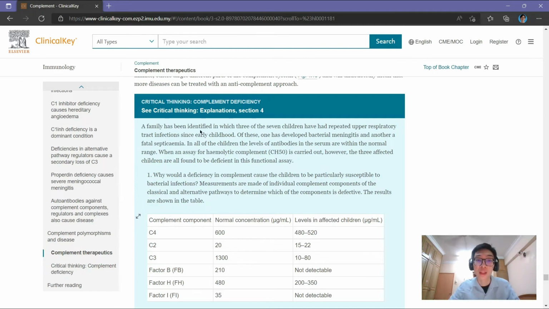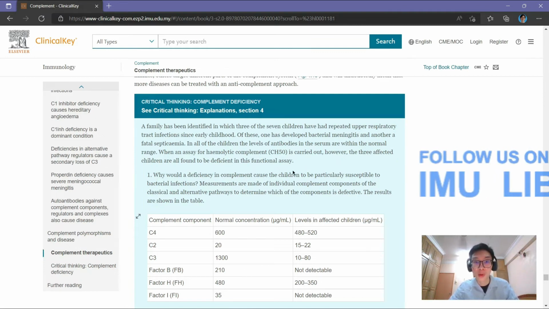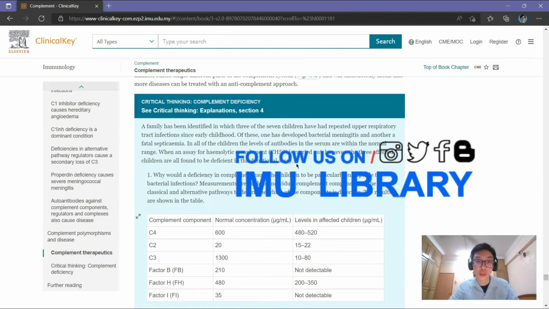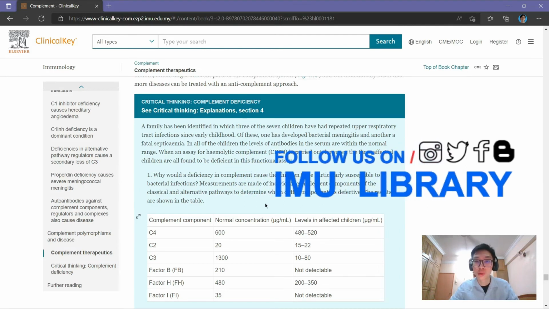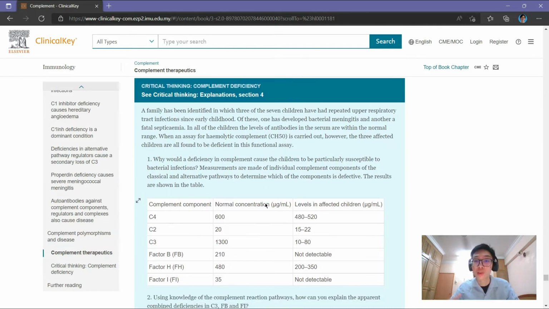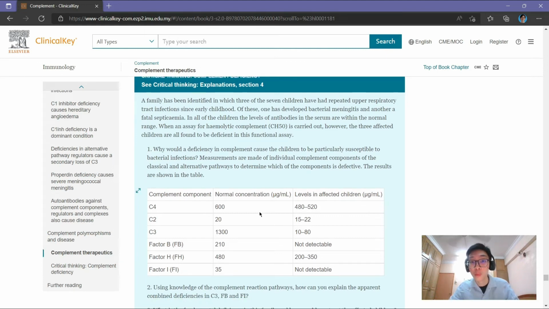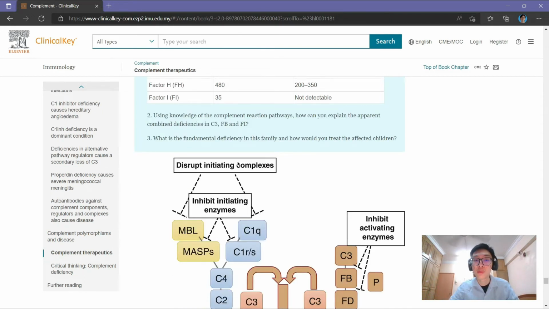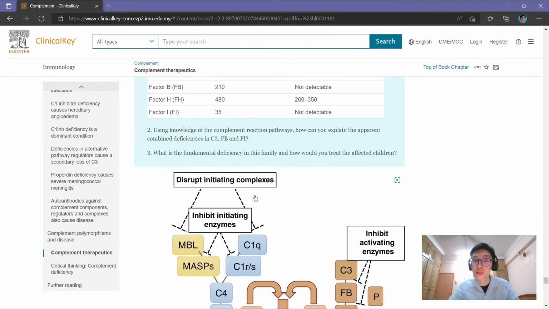You can see a family has been identified in which 3 of the 7 children have had repeated upper respiratory tract infections since early childhood. Those questions are very important to prepare the students for USMLE style exams and also real world situations. It really helps the students to familiarize with the real world situation, build critical thinking skills and solve real world problems in the future. That is what I find very nice about the book. And of course, the answers will be given at the end of the book.